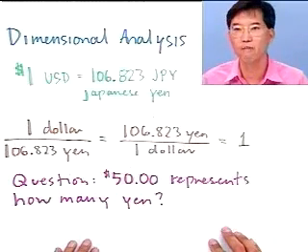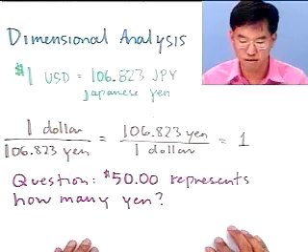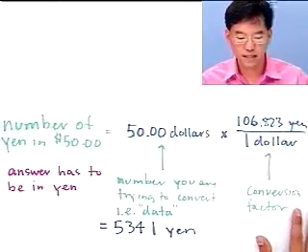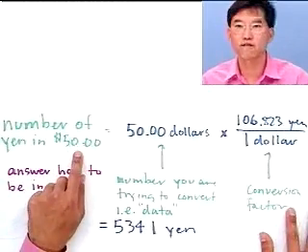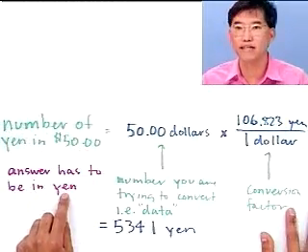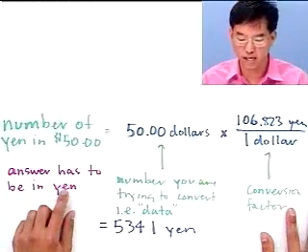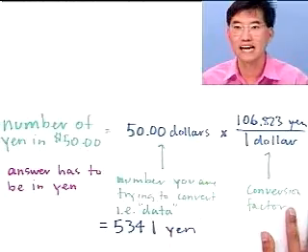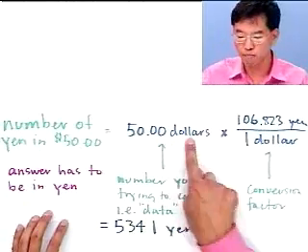Suppose I have 50 bucks. I want to know how many yen that's going to amount to. What we're trying to find out is the number of yen in $50. So let's put that over on the left. And the answer has to be in yen. So overall, the units have to end up being yen. We take $50, which is the number we're trying to convert, i.e. it's the data, and we include the units.